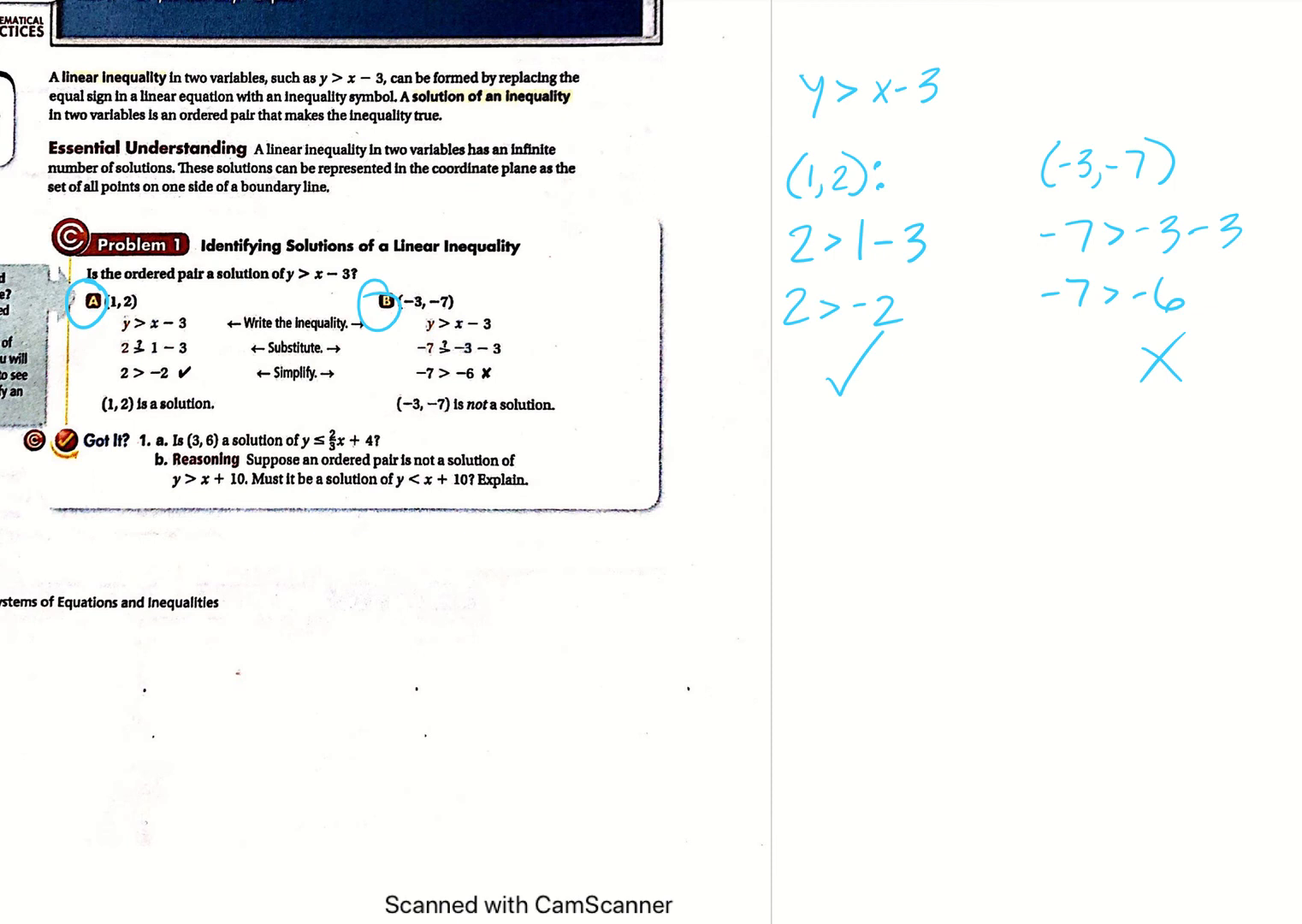I think that is not too difficult. Go ahead and look at Got It problems 1A and B, and then we will go ahead and move on from there.